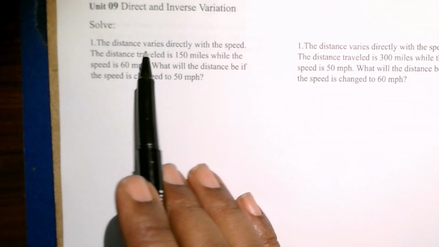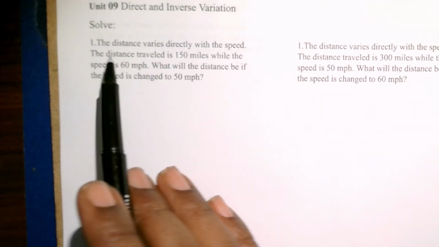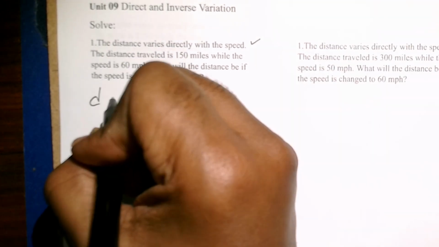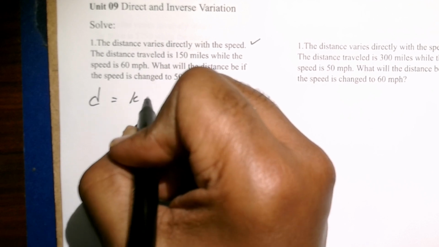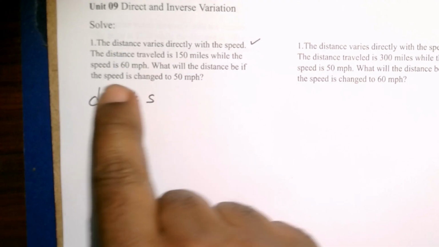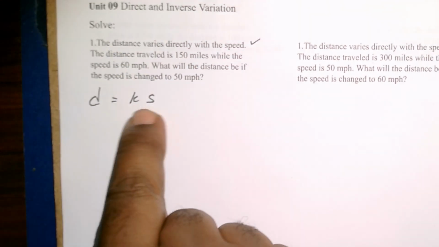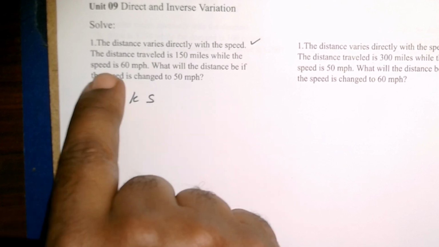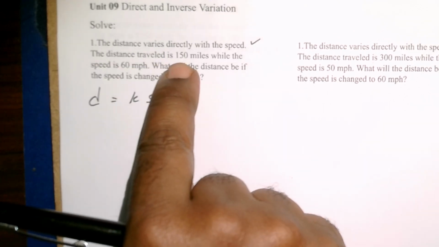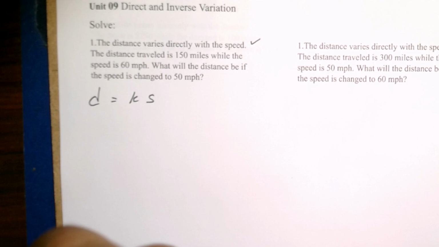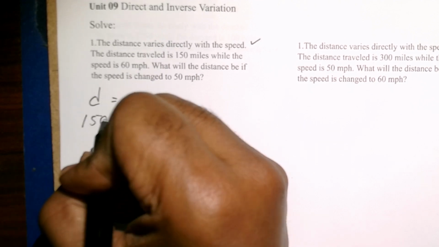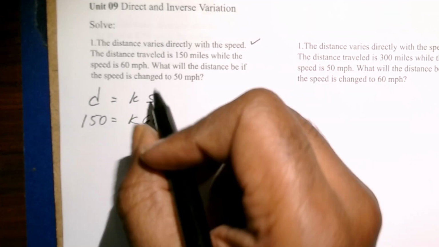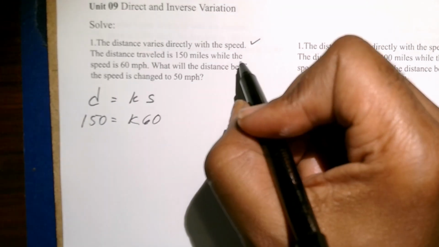A distance varies directly with the speed. So just from this part, the distance varies directly with the speed will be d equals k times s, where d is your distance and s is speed. And everything is multiplying, the k and the s, so it means this is a direct variation. Now, furthermore, it says the distance traveled is 150 while the speed is 60. So that means that we can put in 150 as a substitution for d and put in 60 as a substitution for s. And that's our next step.